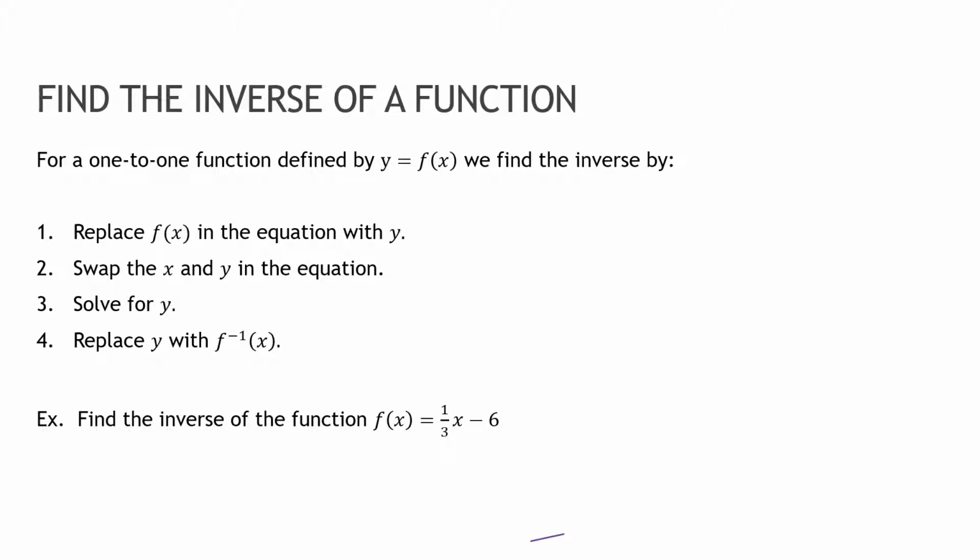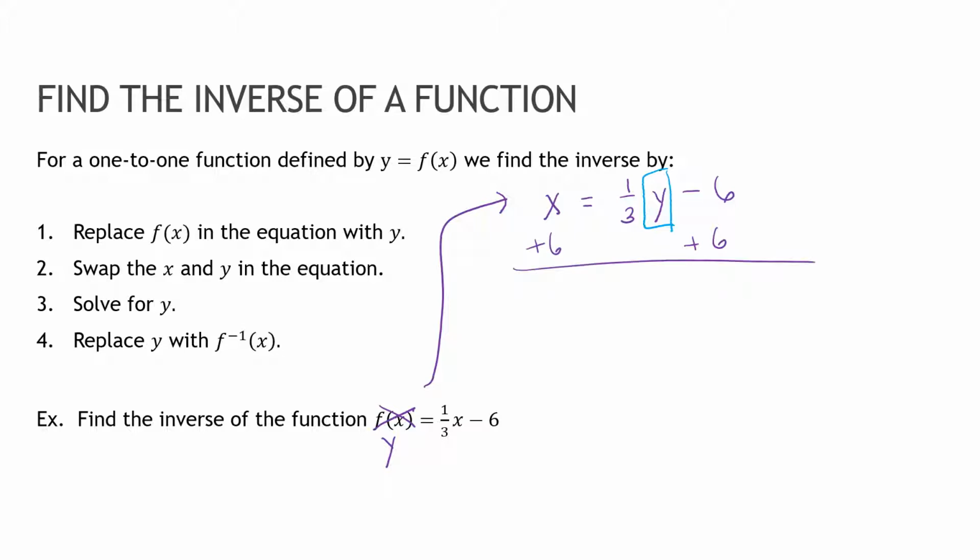So remember that f of x is the same thing as y, so just think of it as y. So when I'm doing this question, I'm going to replace y with x, so now it's x equals 1/3, instead of x I write y, minus 6. And then from here, remember, I'm just solving for a variable. So I'm solving to get y by itself. So I start on the same side as y. I'm going to add 6 to each side. So I get x plus 6 on the left, on the right 1/3 y.